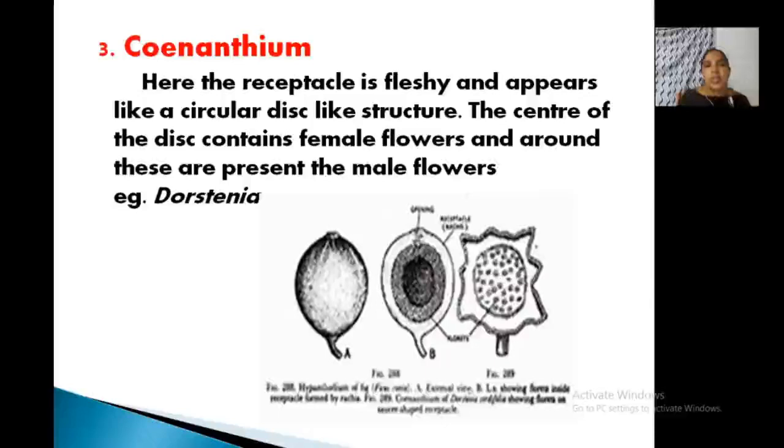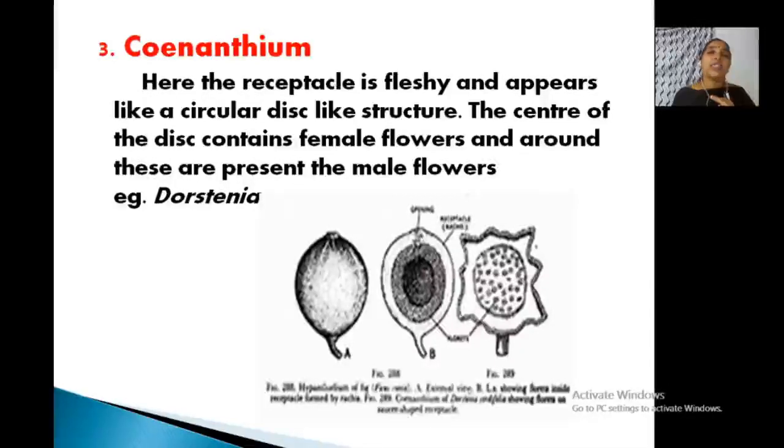Example is fig. Then, the last one is coenanthium. It is a flat, fleshy, disc-like structure. Okay. So, the receptacle becomes a flat, cup-shaped disc. The center of the disc contains a female flower, around which are male flowers. This is Dorstenia. This is a garden plant. Okay. So, what is the condition? The receptacle is disc-shaped, with a female flower at the center and male flowers at the periphery. A simple example is Dorstenia. So, what are the three special types? Cyathium, hypanthodium and coenanthium. Cyathium example, Euphorbia. Hypanthodium example, fig. Coenanthium example, Dorstenia.